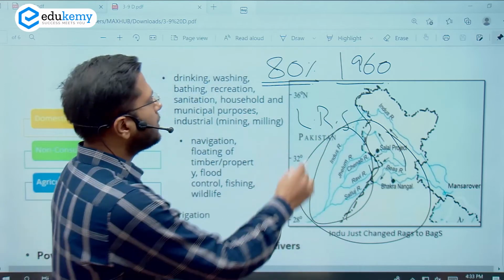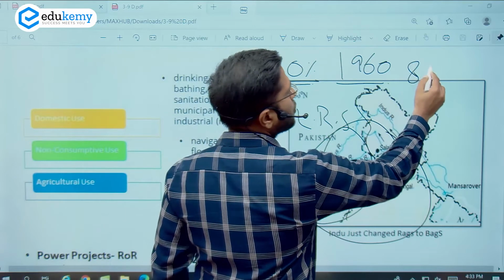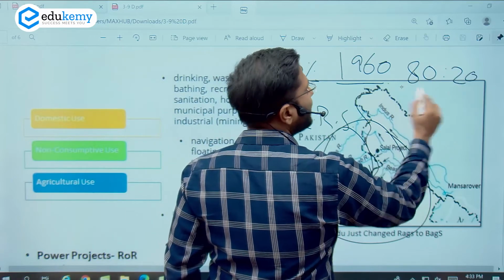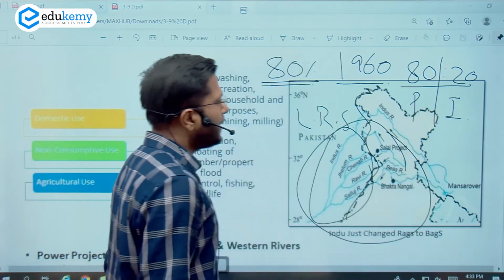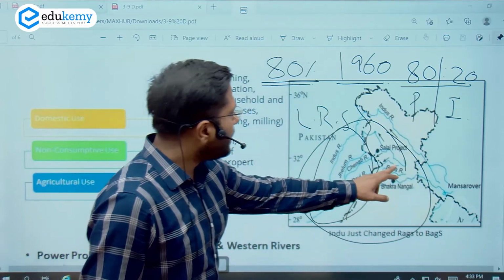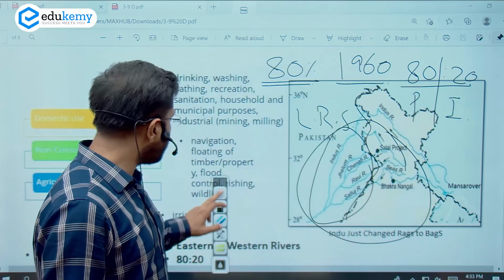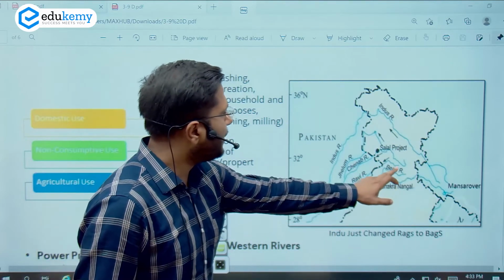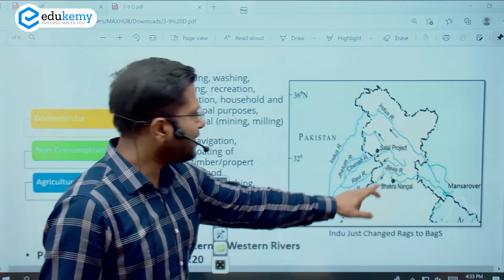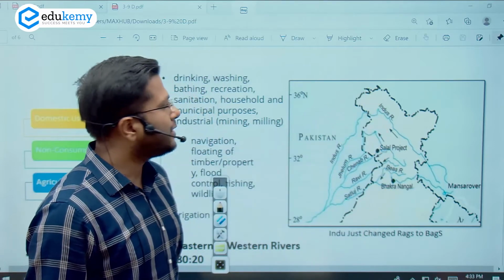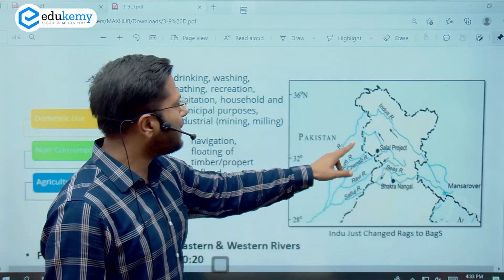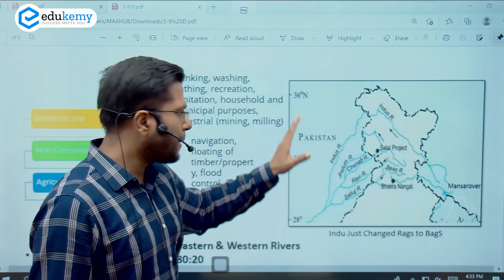And therefore, this treaty divided the water in proportion of 80:20, with 80 getting to Pakistan and 20 being utilized by India. It was said in the treaty that the eastern rivers are these three rivers: Ravi, Beas and Satluj. The water of these three rivers has to be utilized by India, and the upper three rivers, the western rivers, that is Indus, Jhelum and Chenab, the water will be utilized by Pakistan.